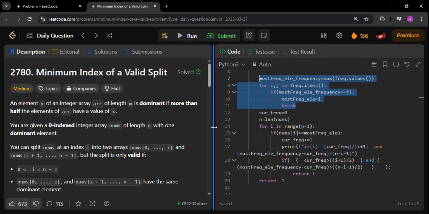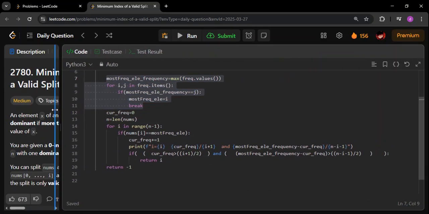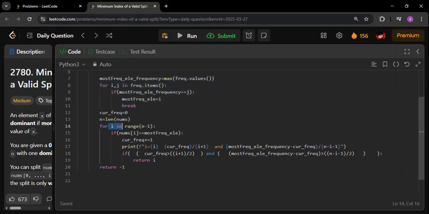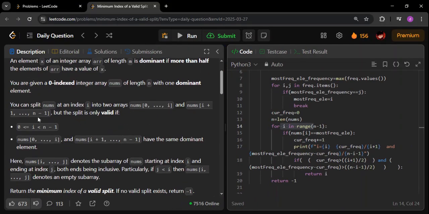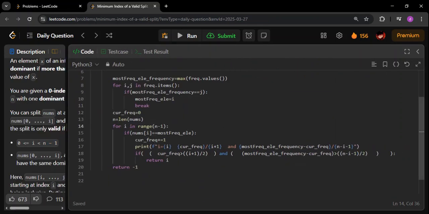Now the other part, it's very simple. What we're doing is going through the index from 0 till n minus 2. Okay, why n minus 2? The idea here is that none of the halves should be empty. After you split, both halves should have at least one element, right? That is the basic idea, and that's why I'm going from 0 till n minus 2 index.